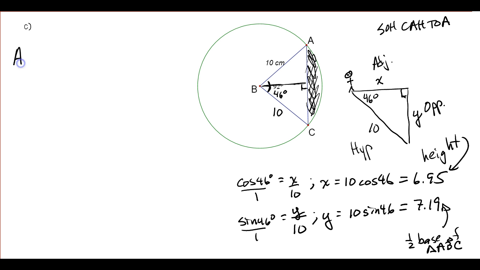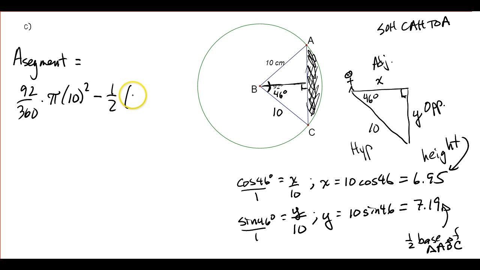So the area of the segment is going to be 92 divided by 360 times pi times 10 squared. And then I'm going to subtract 1/2 base times height, so 1/2. And then the base is going to be 2 times 7.19 and then times the height, which was x, so that's 6.95.